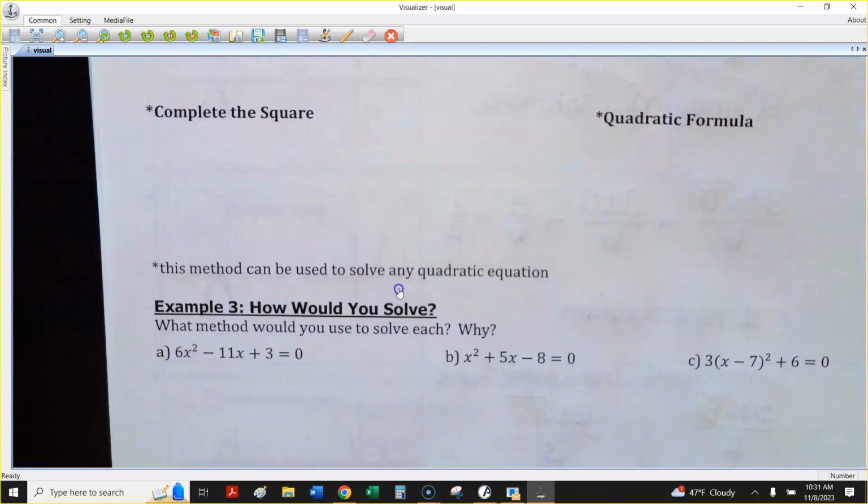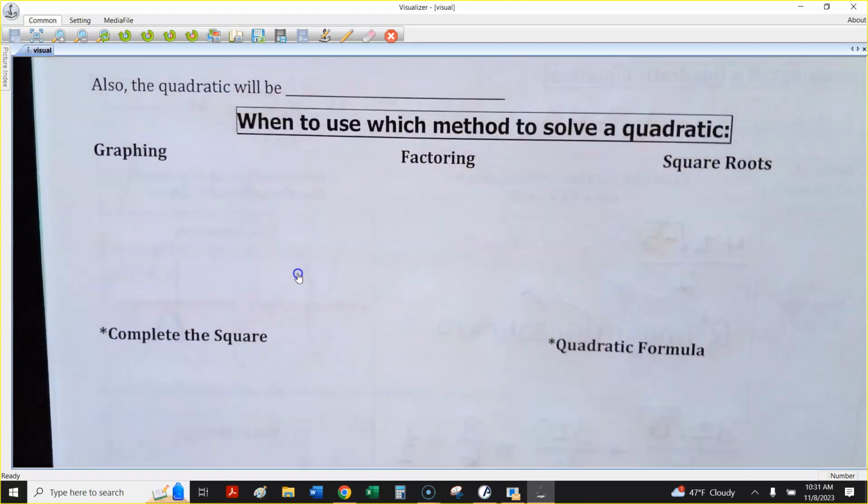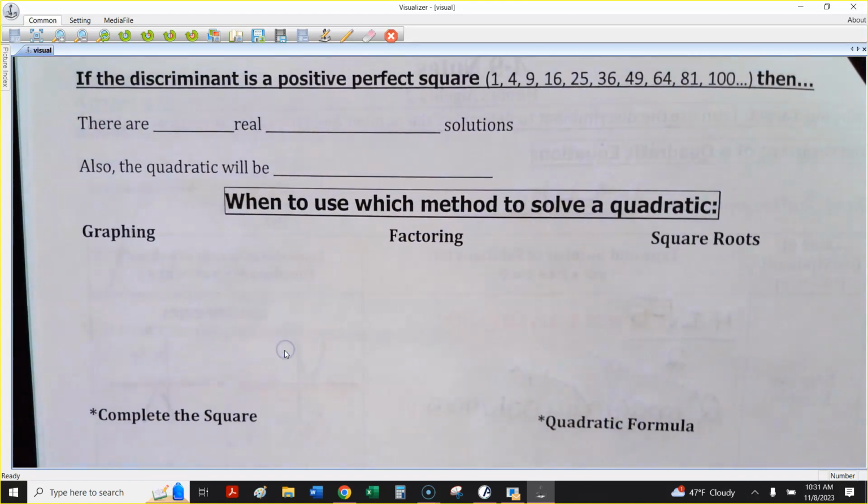All right, now really on the back, all we're going to talk about is maybe like a strategy, like an idea, like what would you use to solve a quadratic equation? If I just threw it in front of you and said solve it, we've talked about all these different methods, what one would you pick?